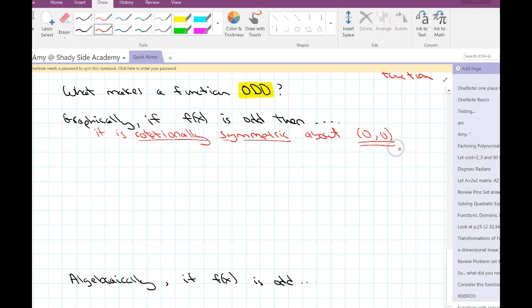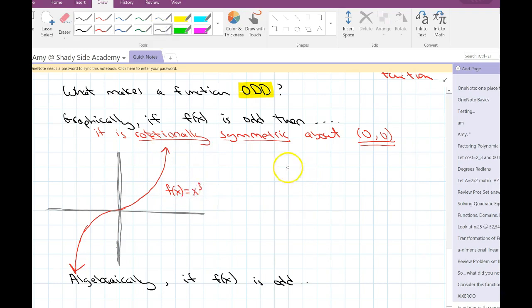When you have a graph that is rotationally symmetric about a point, what that means is if you were to take that graph and spin it 180 degrees about that point (0, 0), the function should land on itself. So let me give you an example. Probably the most famous example is this one. Let's do this one. I'll do 3. How about that? Okay. This is kind of like the graph of y equals x cubed. Okay. This is f of x equals x cubed.